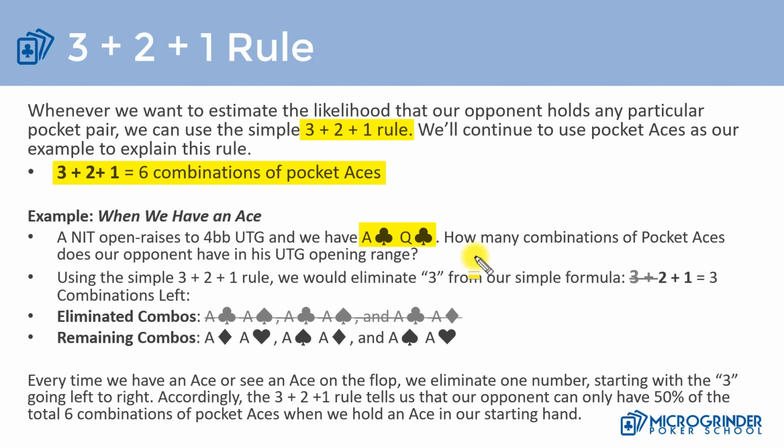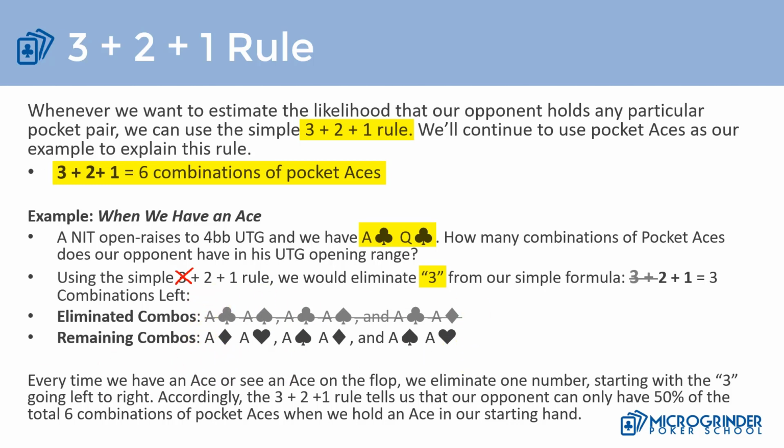Well, we could simply use this 3 + 2 + 1 rule. Starting at the left, we eliminate the 3, and you'll notice here I crossed out the 3 as well, leaving 2 + 1. That tells us that there are 3 combinations of pocket aces left in the deck. If we want to actually look at the combos, here are the 6 different combos.